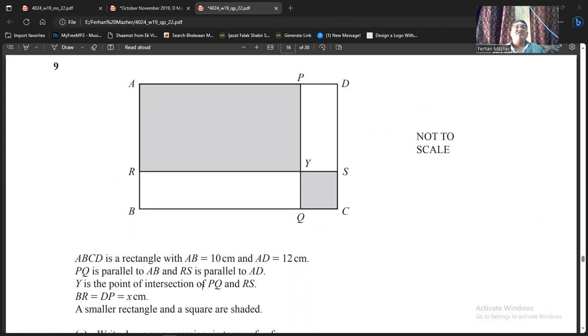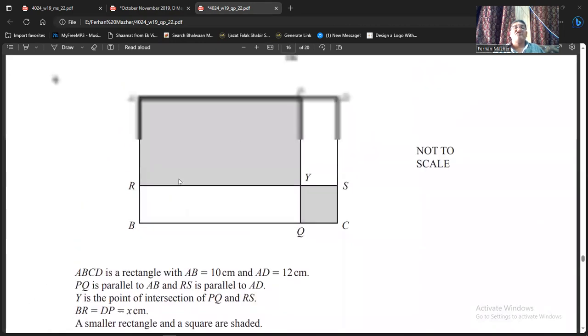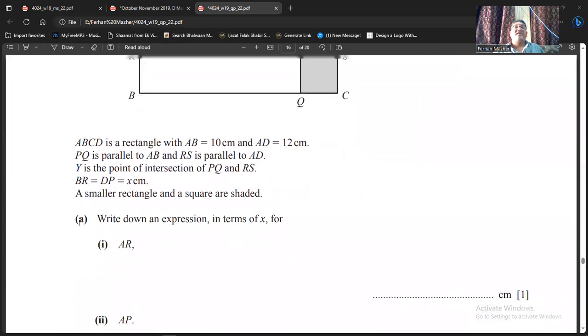Y is the point of intersection of PQ and RS. And BR and DP both are equal to x. So this is x, this is x, this is x, this is x, this is also x. A smaller rectangle and a square are shaded. So this is a rectangle, this is a square. He says write down an expression in terms of x for AR.